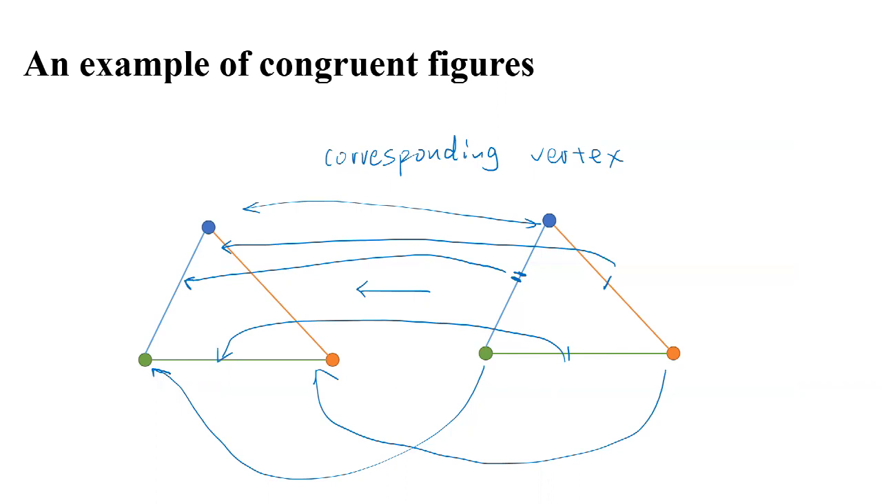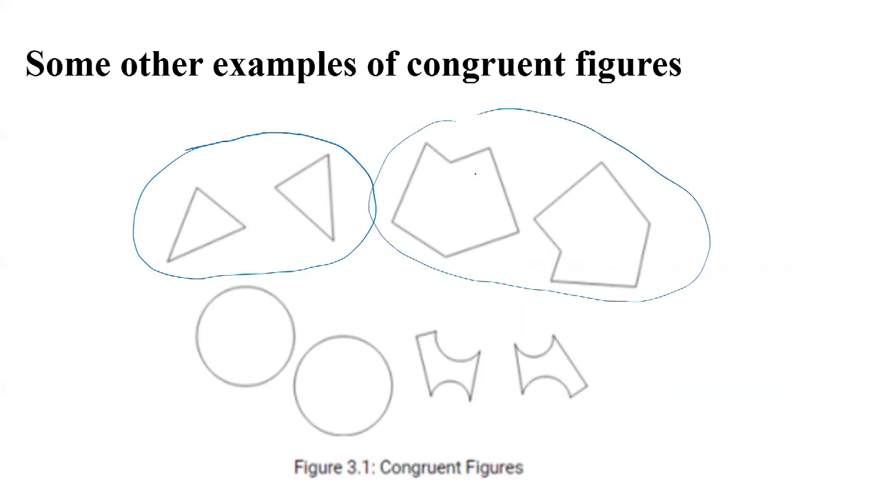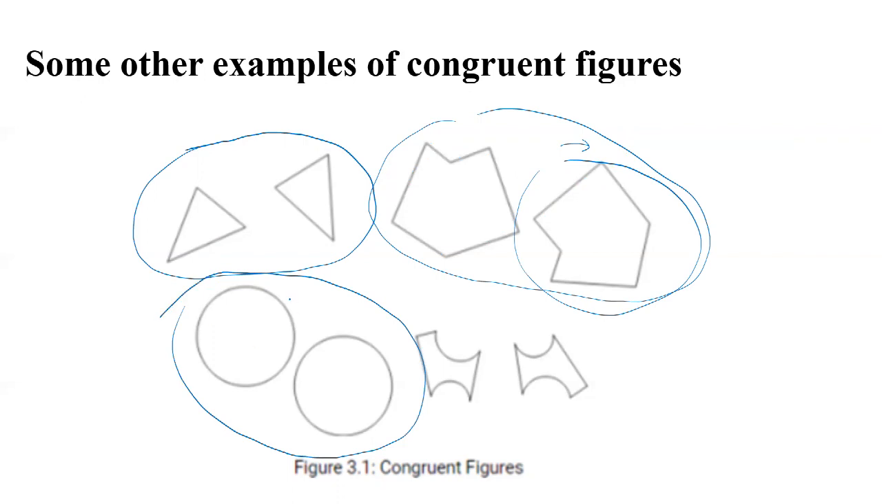Yeah. Okay, so let's have a look at some other examples of congruent figures. So for example, these two triangles look the same, right? As long as you can put one on top of the other exactly, then we call them congruent figures. And these two figures as well, if you can rotate one figure here, for example, clockwise, and then put it on top of the other one exactly, then we can call them congruent figures, right? And these two circles here look the same. And again, if you can put one on top of the other exactly, then they are congruent figures.